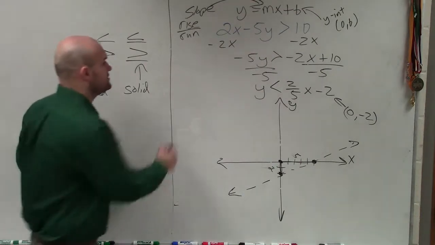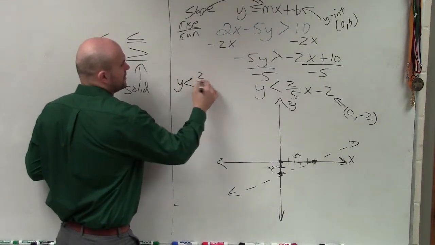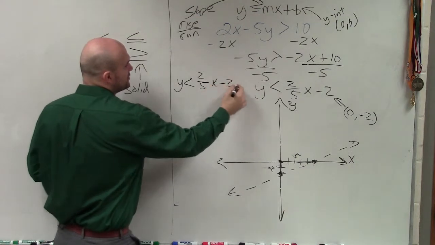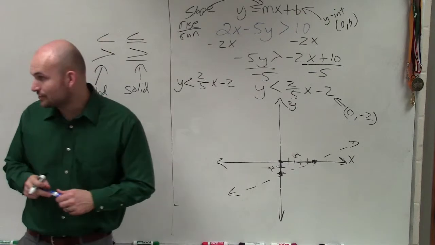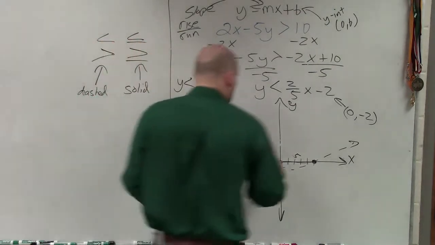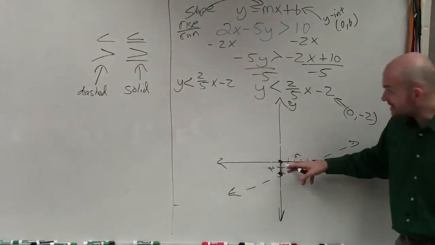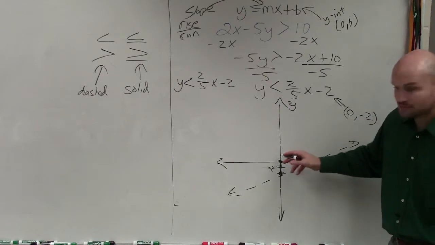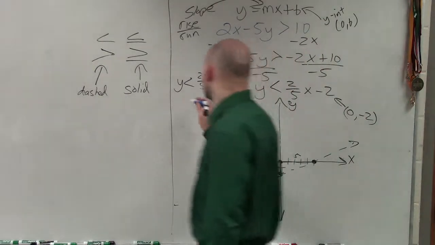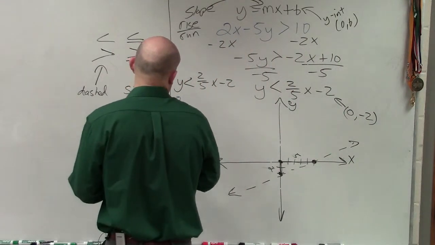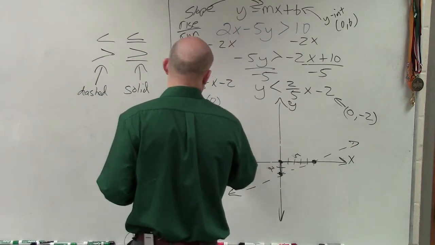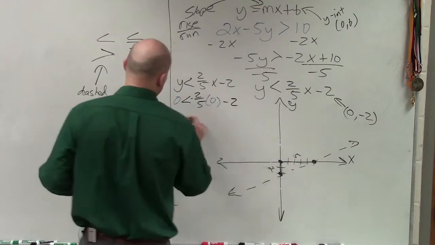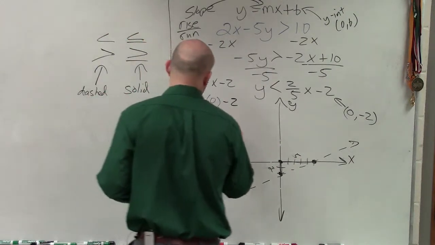Then the last thing we need to do is use a test point. And the best test point to choose is going to be, anyone? 0, 0. As long as your graph does not go through 0, 0, right? But you can see that my graph does not go through 0, 0. So then all I'm simply going to do is plug in 0 for y and 0 for x. And what I have is 0 is greater than negative 2.